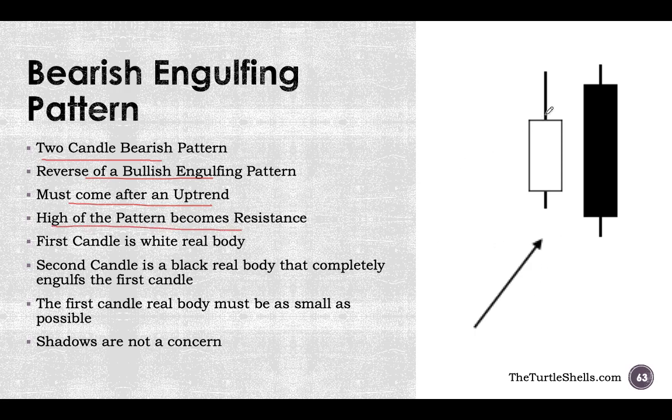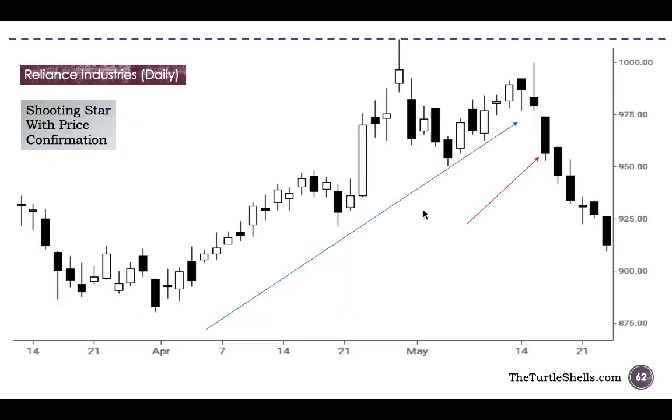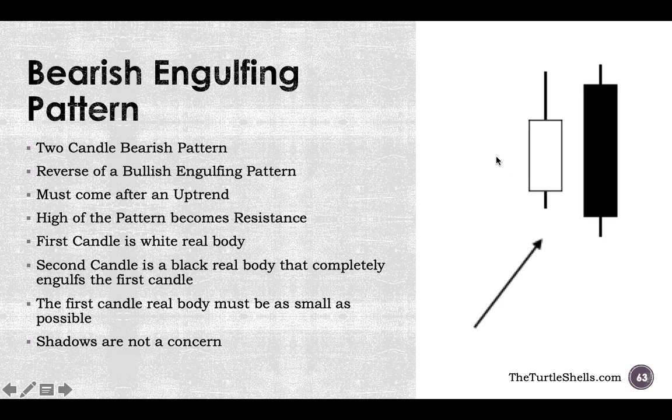The high of the pattern becomes resistance. So the highest high of these two candles, whichever is high, that becomes our resistance point. Okay. The first candle is a white real body. The second candle is a long black real body which is completely engulfing the prior white real body. Then the first candle must be as small as possible, and the second candle should be as large as possible.